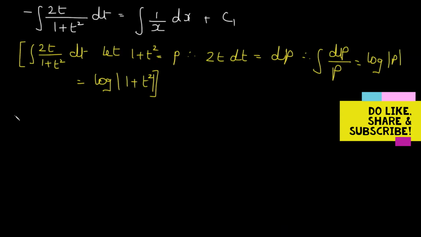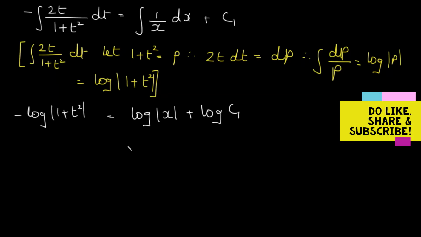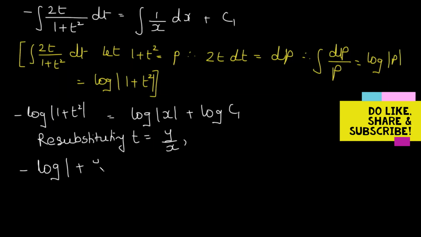So we write the term as minus log of 1 plus t square. As you can see, this becomes minus log 1 plus t square is equal to log x plus log c1. Then in the next step, we resubstitute. We put t as y upon x as usual. So we get log 1 plus y square upon x square, since t square becomes y square upon x square.